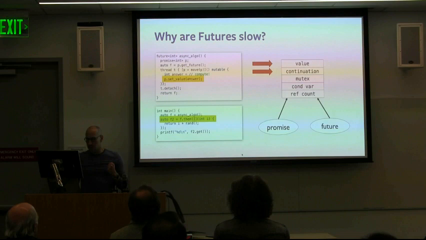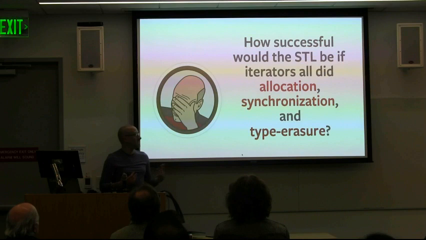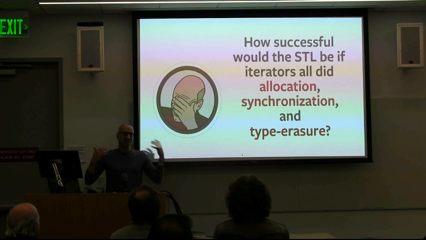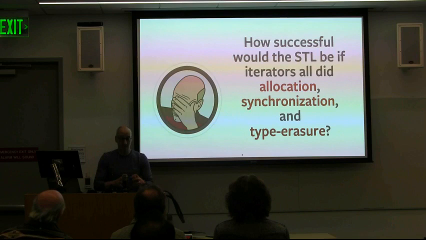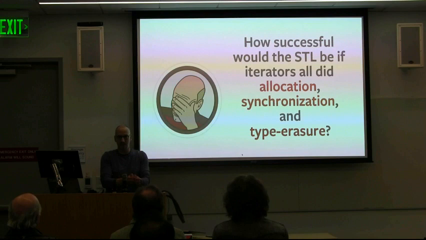Whew. All right. How successful would the STL be if all iterators did allocation, synchronization, and type erasure? Right? Like, we wouldn't even be talking about it. Nobody would use it. So we don't want to be using promises and futures to build our fundamental abstractions. Promises and futures might be a handy, high-level utility to have. But if we're talking about what is the fundamental abstraction that's going to let us build algorithms, then we shouldn't be talking about promises and futures. It's just too slow.